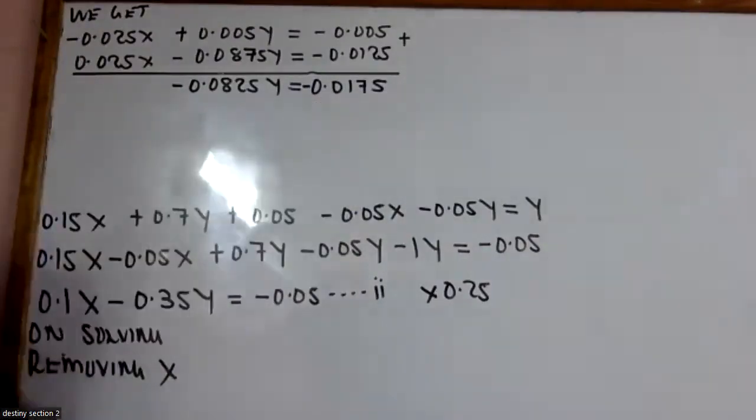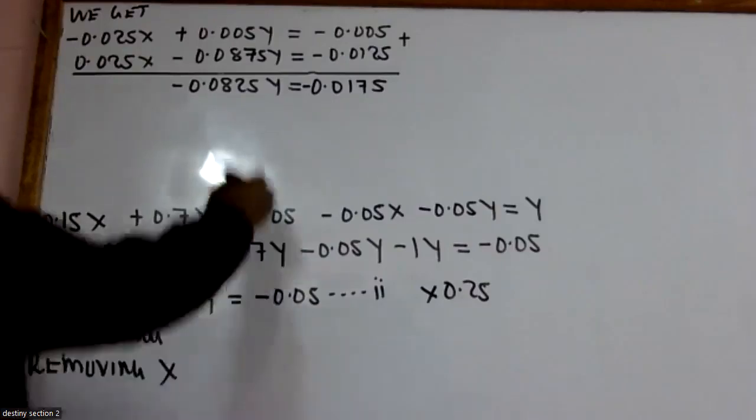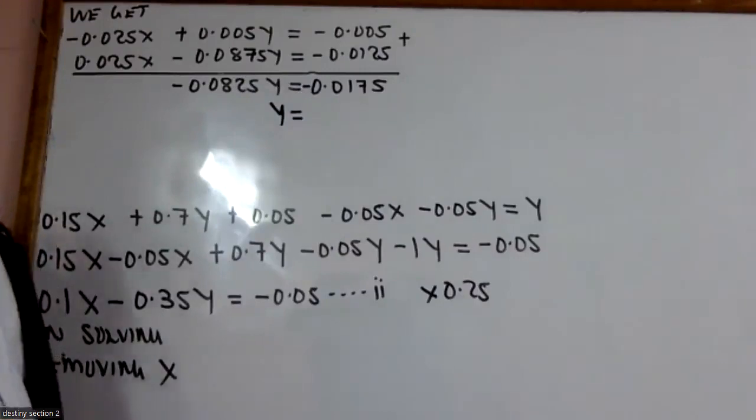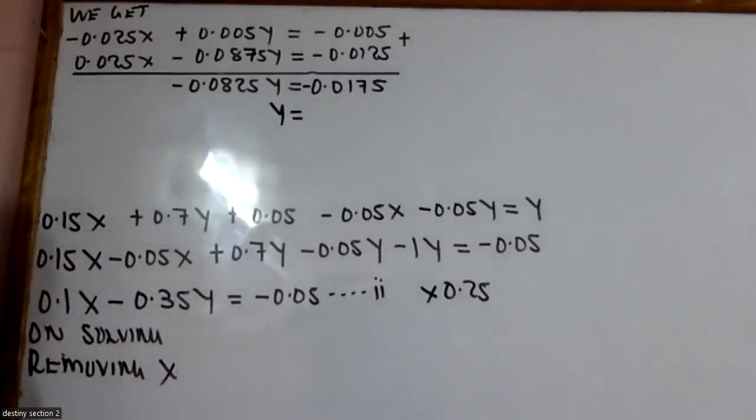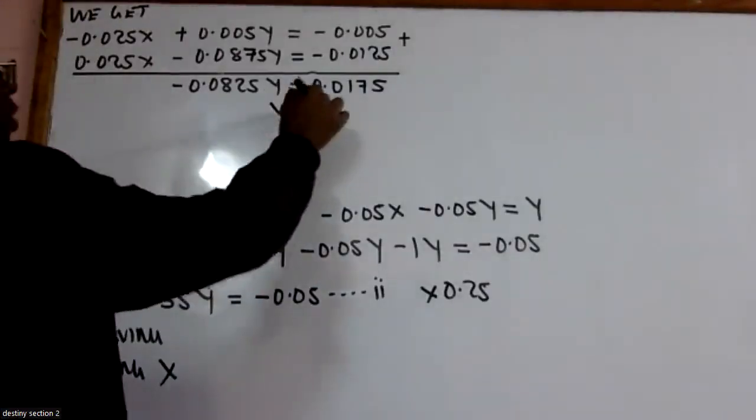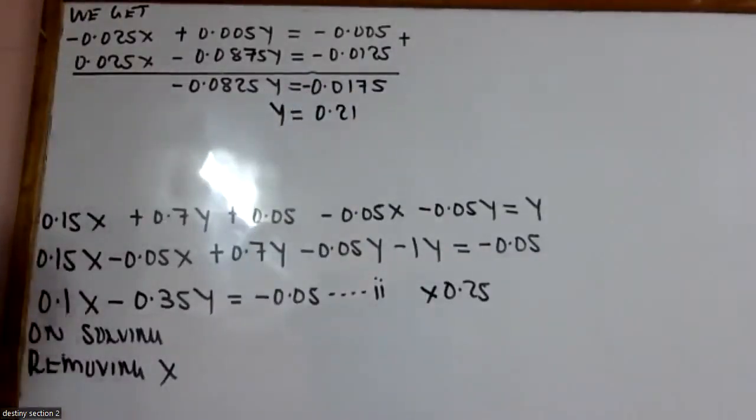But it is correct, right? Yes, it is correct. Then give me the value of y. 0.21. 0.2 or 0.21? 0.212121 recurring. So then we can take 0.21.